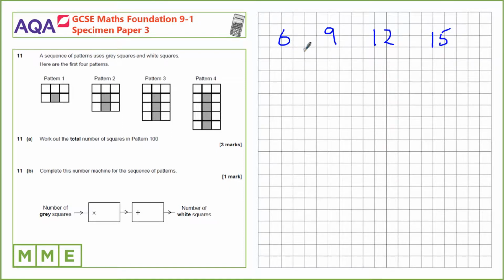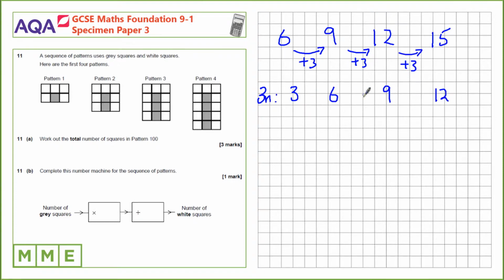Let's find out the nth term of this pattern. So from 6 to 9 we're adding 3, same from 9 to 12, and the same from 12 to 15. So we know that our nth term is going to include 3n. Let's compare it to this sequence. If n is 1, then 3n is 3, then 6, then 9, then 12.